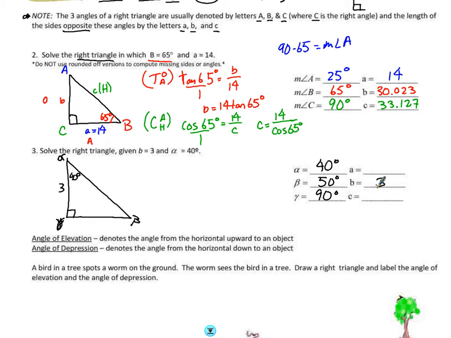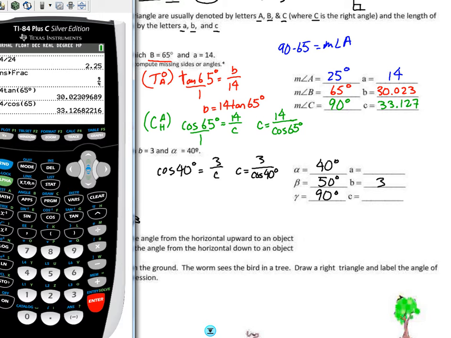Using a little right triangle trig, we can go ahead and use the cosine of 40 degrees is equal to adjacent over hypotenuse, which is C. Cross multiply and divide, C is equal to 3 divided by the cosine of 40 degrees. In my calculator, I do 3 divided by the cosine of 40 degrees. It's going to give me 3.916 for C.